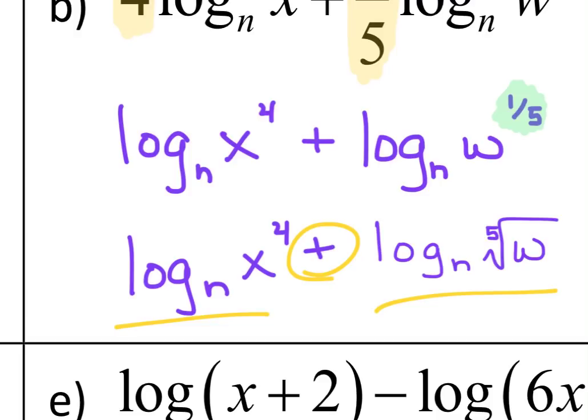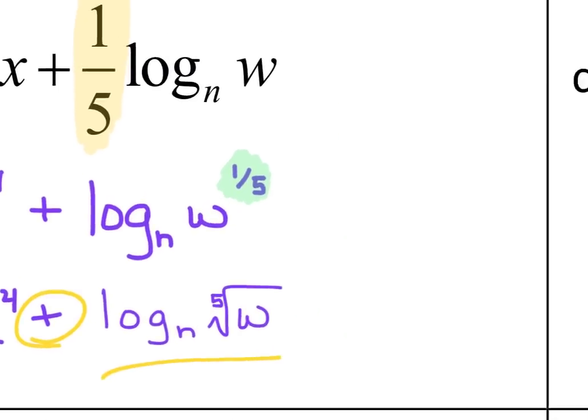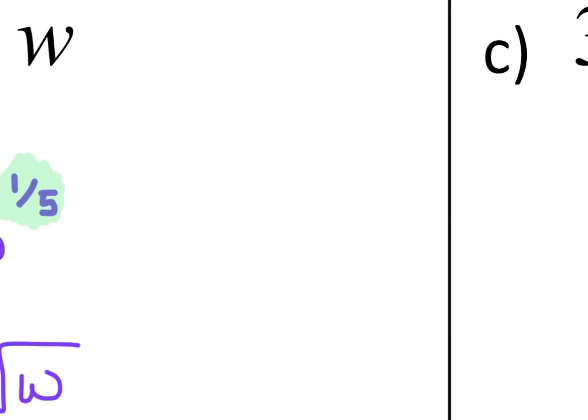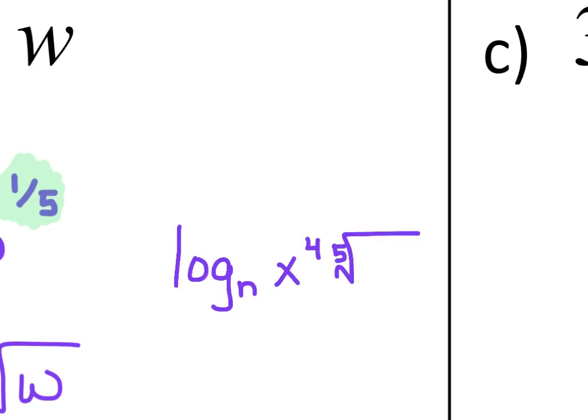And so I'm going to take those two arguments and I'm going to multiply them and write that with a single logarithm. So here my answer is going to be log base n of, and then x to the 4th times the 5th root of w.